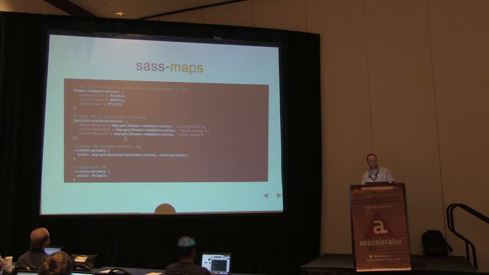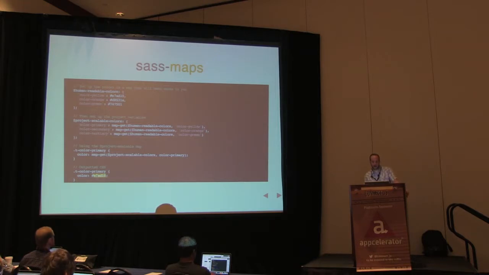So then the way that we would use this is we would target this color primary, we run a mapGet on project scalable and get color primary. So that's going to look at color primary, run a mapGet on human readable, and get the color yellow up here. So this ends up being our outputted CSS, right? All right, so that's just a quick high-level look at maps.